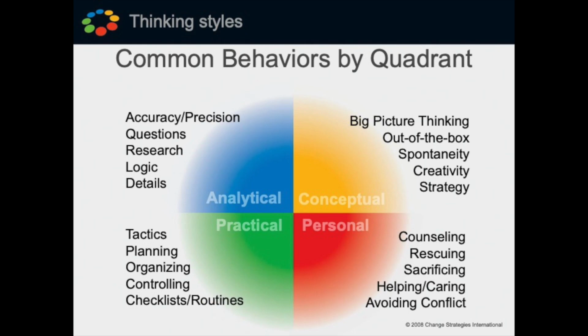So, there's common behaviors within each quadrant. For yellows, it's big picture thinking, out of the box, spontaneous creativity, and they love to do strategy. Blues are about accuracy and precision, asking a lot of questions, doing the research, having a logic behind everything, and looking for details.